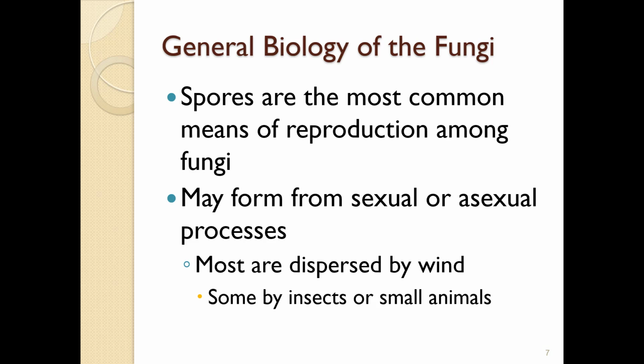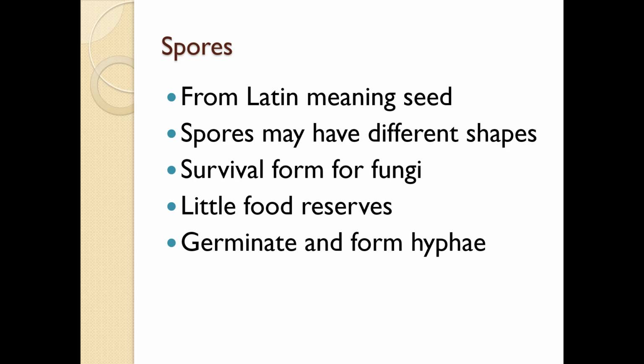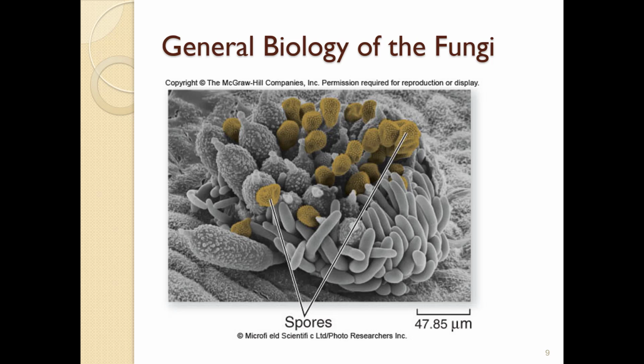Spores are the most common means of reproduction among fungi. They may form from sexual and asexual processes. Most of them are dispersed by wind, but some are by insects or small animals. Spores come from the Latin meaning seed, and there could be various shapes for spores. This is the survival form for fungi. They have very little food reserves, and once they germinate, they form hyphae. And here's a very close look at spores.